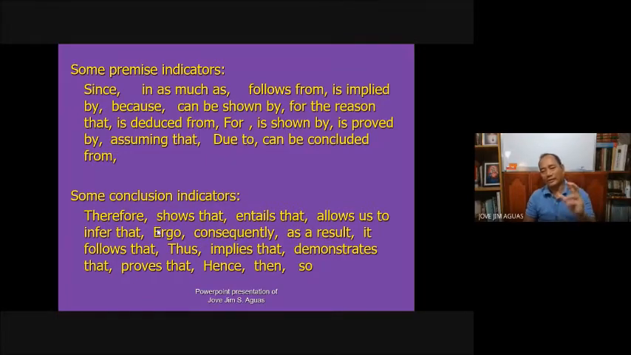These are conclusion indicators. So keep this in mind, because one of the most important things that a critical thinker must be able to do is to identify or determine first if a discourse or a piece of writing is an argument or not. And if it is an argument, definitely there will be two important parts: the premise, which contains the proofs, the evidence, and the conclusion, which contains the claim or the hypothesis. And these are the terms that will help you identify these two main parts of the argument.